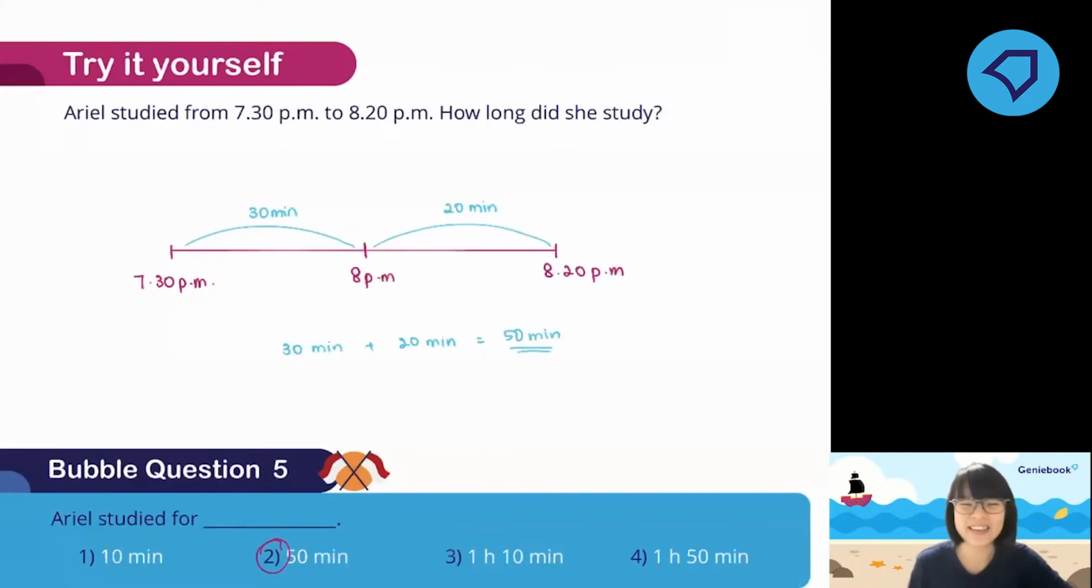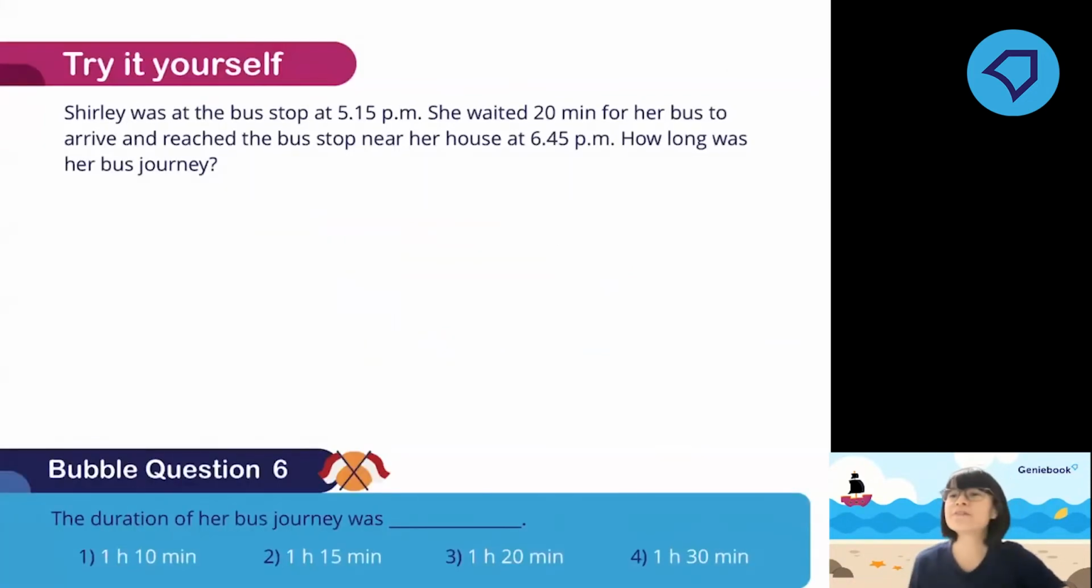Okay, I see a lot of you give me option number 3. So please draw your timeline and work up the duration properly. All right, so no worries. Let's try again. Let's try another question. This one's going to be worth 15 bubbles because you have to read the question carefully.